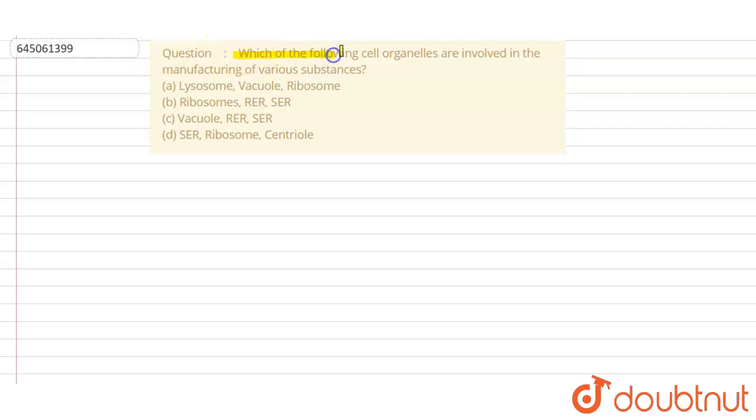Hello students, so let's read the question. Which of the following cell organelles are involved in manufacturing of various substances? Okay, so in the question they are asking which of the following cell organelles are involved in the manufacturing process of various substances which are basically needed by the cell for its proper functioning. Okay, so we have to name those organelles.